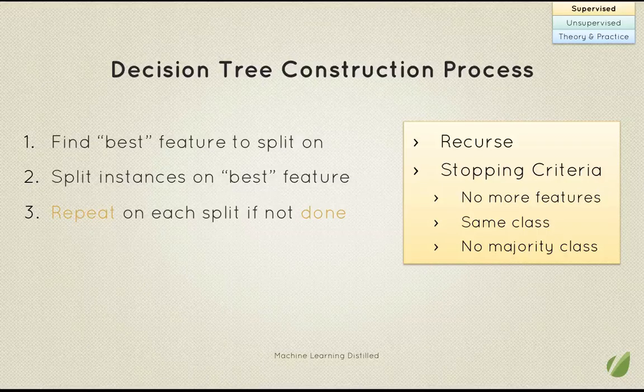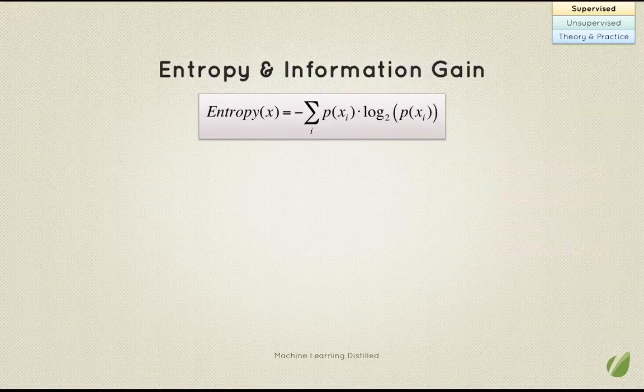Or if there's no majority class, if there's a tie, then we need to stop because we really can't make any classification decisions at that point. I wanted to give you an example of how to compute entropy and information gain on a really simple data set. So let's assume that we have 8 instances in our geek, non-geek. We have 3 features, which are programming language, GPA, and the Star Trek or Star Wars preference.